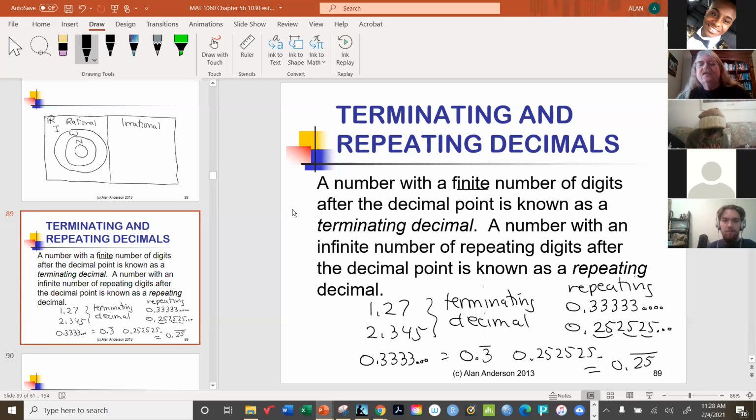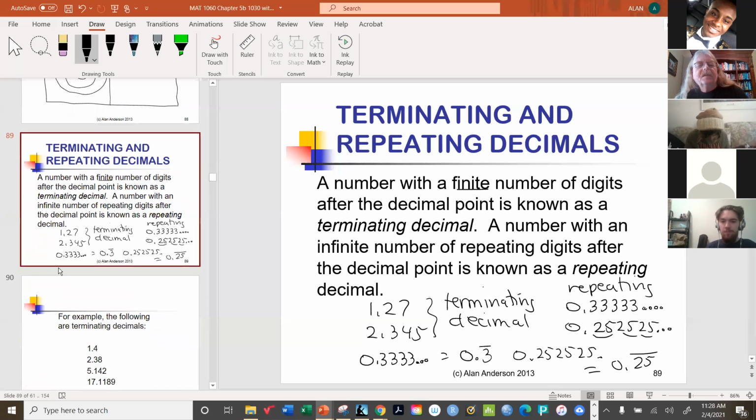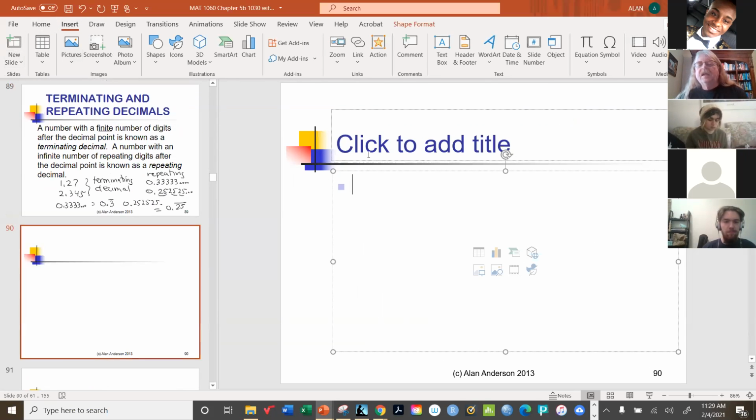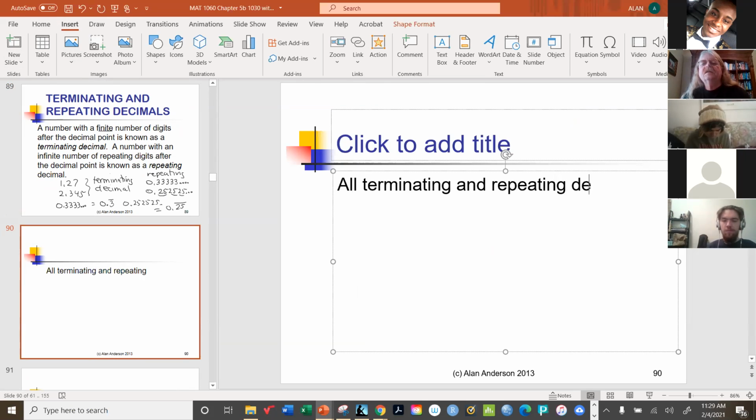Now, why does this matter? Because, let me just mention this now, all terminating and repeating decimals are rational. And we're going to prove it. Okay, we're not just going to claim it, we're going to prove it. All right, now, let's see how this works.